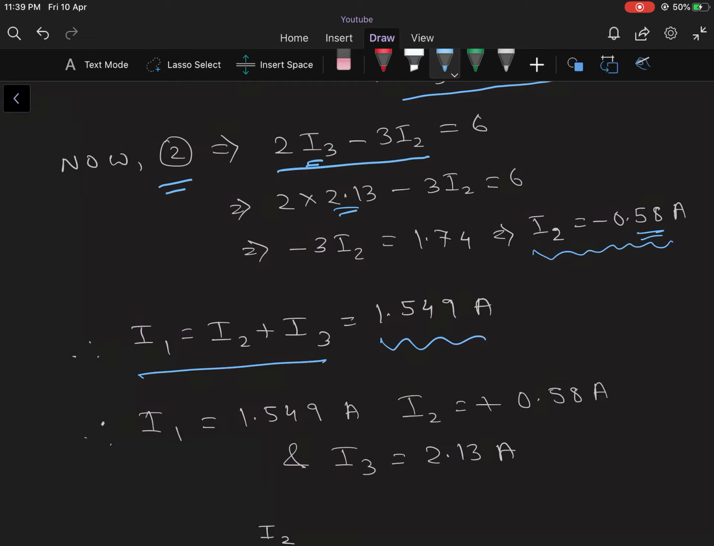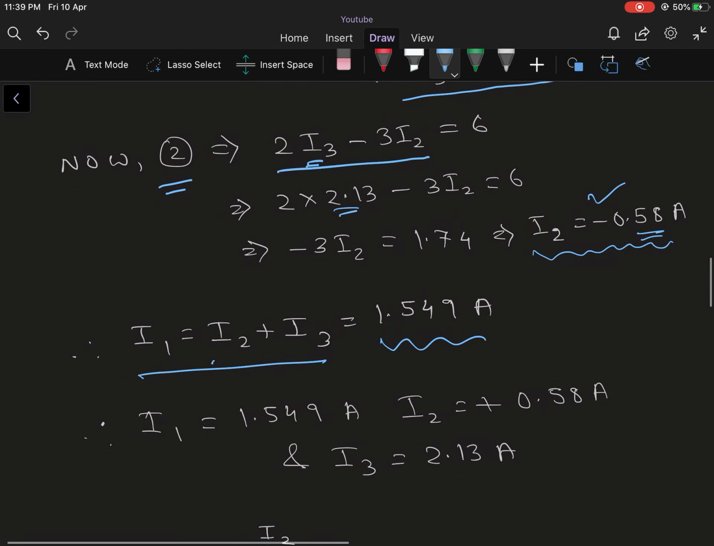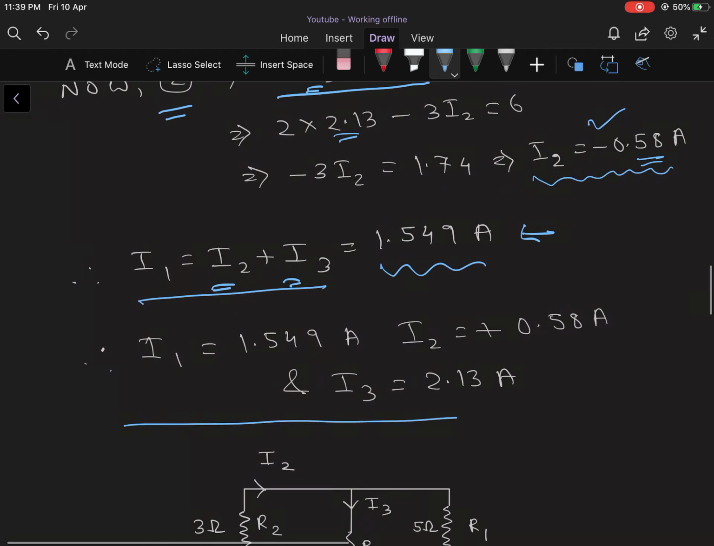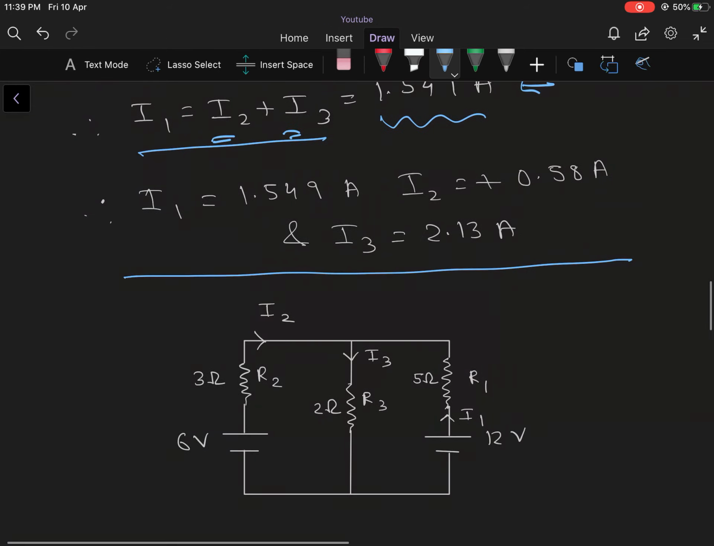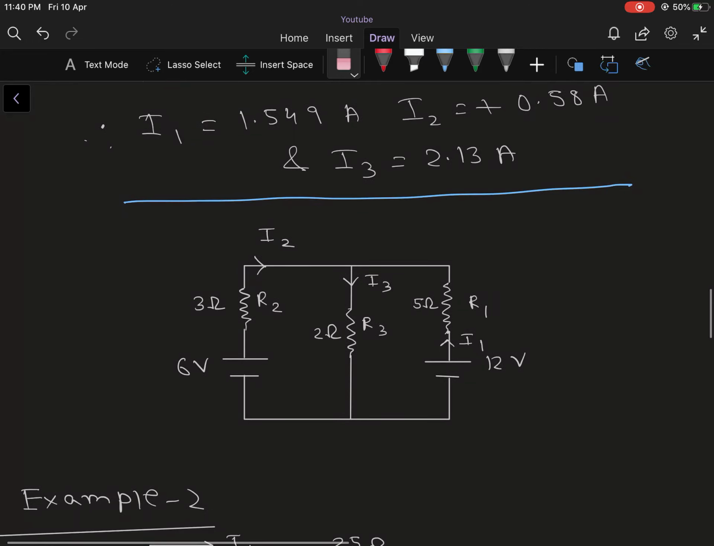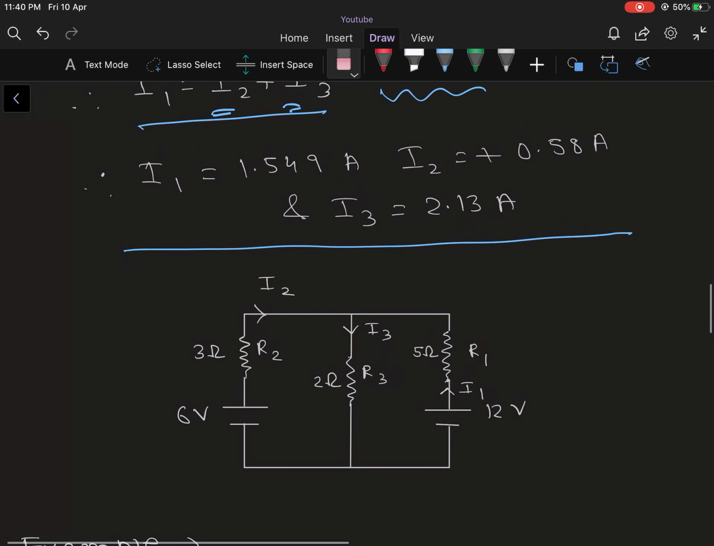Now from equation 1, we can easily calculate the value of I1. We know the value of I2 and value of I3. Just putting the values of I2 and I3, we are getting the value of I1 as 1.549 ampere. So this is the final value. So in the picture, we have to just readjust our picture a little bit. In the actual problem, our direction of the current was in that direction, but we have to change the direction of I2. So we showed how to apply Kirchhoff's law to get the current.